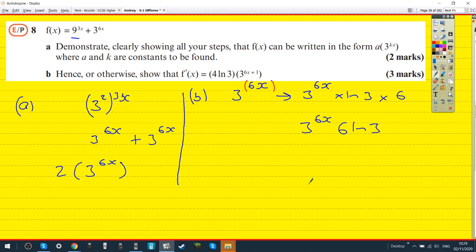And then we bring back this 2. So do I need to use the 2 now? Yep. So am I doubling it? I believe so. So 3 to the 6x 6 ln 3 plus 3 to the 6x 6 ln 3. Okay.